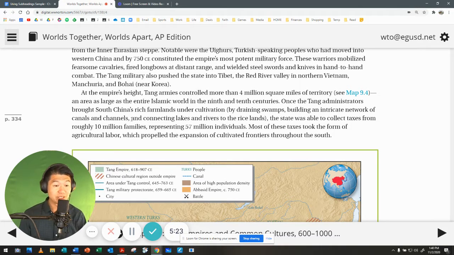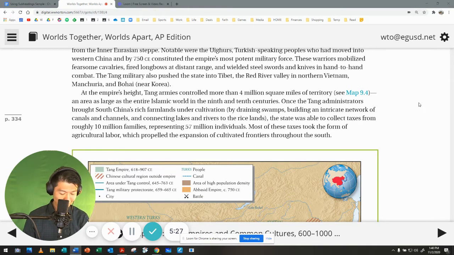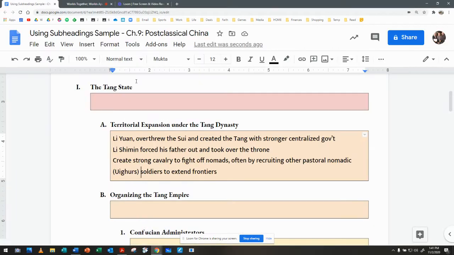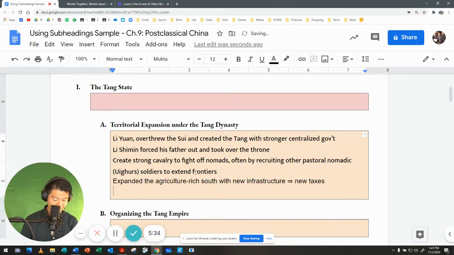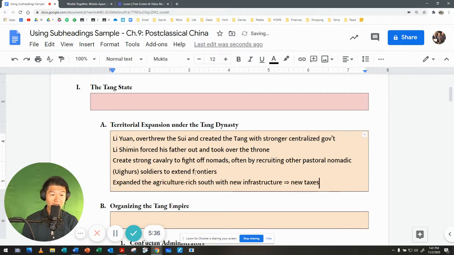Okay, so hopefully you're able to find something like the notion of the expansion of the Tang. Now, going the other direction, moving south, into the agricultural rich southern part, where again, we talk about rice crops and things like that, using new infrastructure. And what that develops for the Tang is new taxes. And with new taxes comes, again, expansion of the bureaucracy, expansion of being able to pay soldiers and so forth.